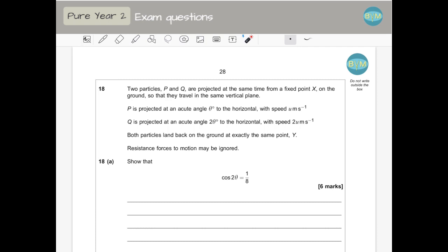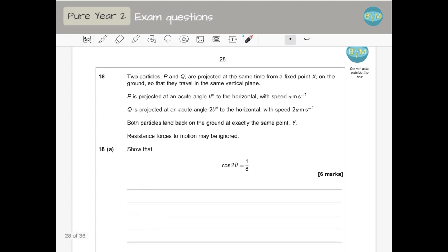Hello, this is question 18 on your November 2021 paper 2 from AQA. You have two particles P and Q projected at the same time from a fixed point X on the ground, so they travel in the same vertical plane. P is projected at an acute angle theta to the horizontal, speed u. Q is projected at an angle 2 theta, speed 2u. Both particles land back on the ground at exactly the same point Y. Resistance forces to motion may be ignored, and we have to show that cos 2 theta is 1/8.